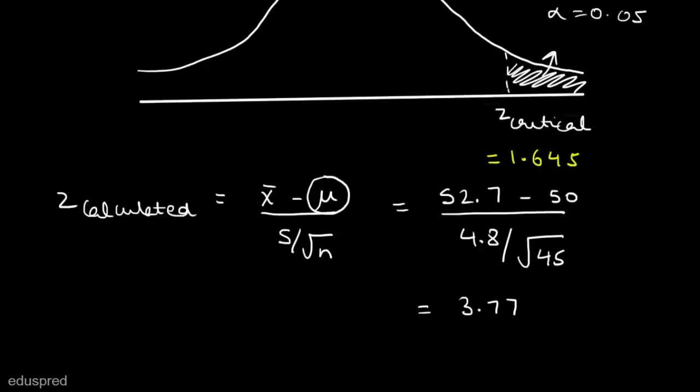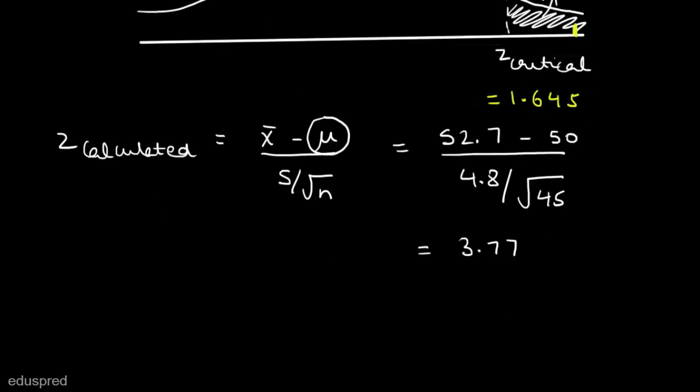Now our Z critical value is 1.645 and Z calculated is to the right of this Z critical value. It will lie somewhere here, 3.77. So that means the observed value of the Z statistic lies in the rejection region. And this is because the Z calculated is greater than Z critical. So in this case, we should reject the null hypothesis.